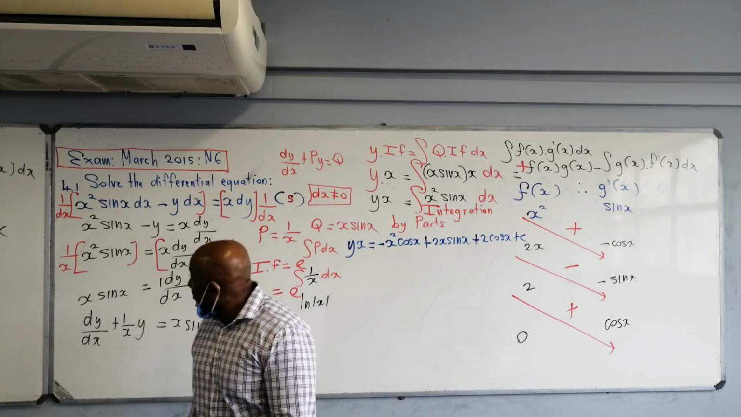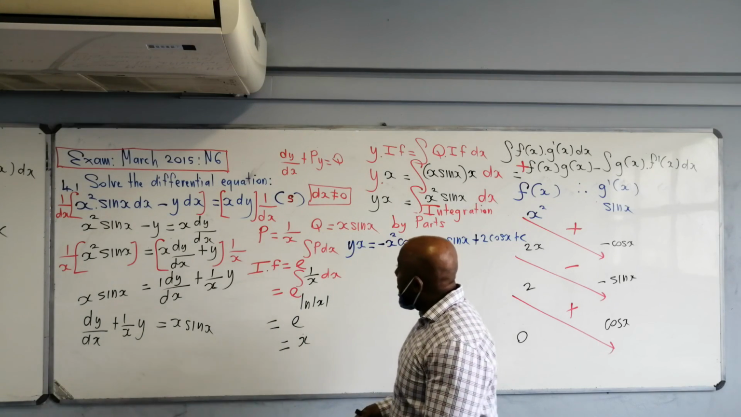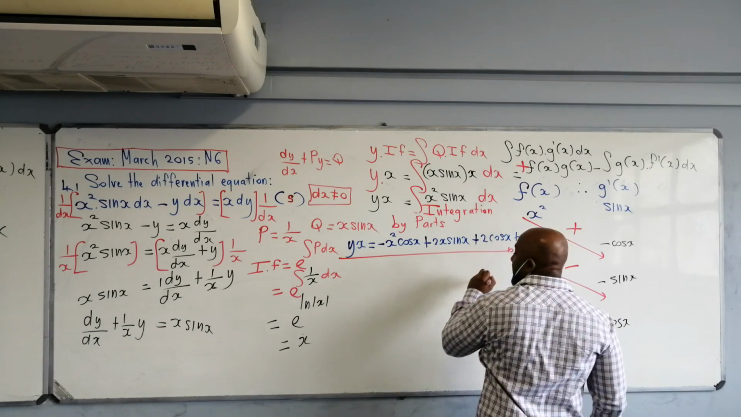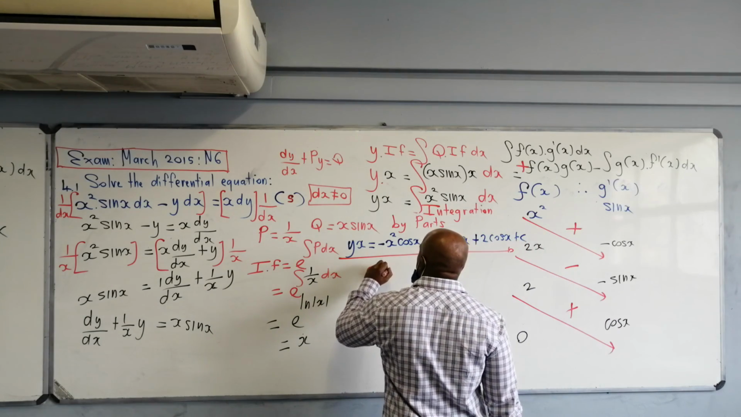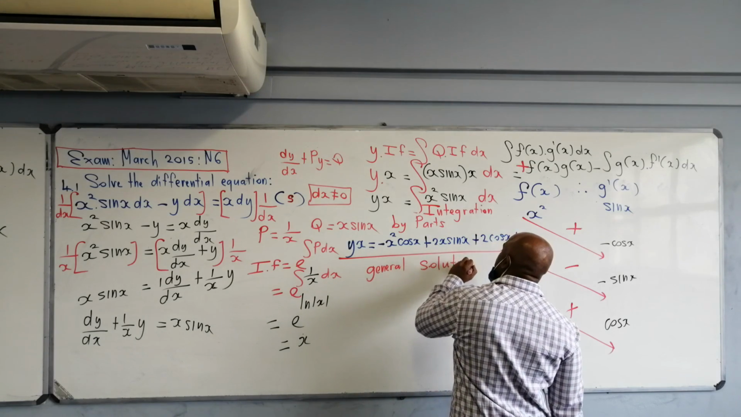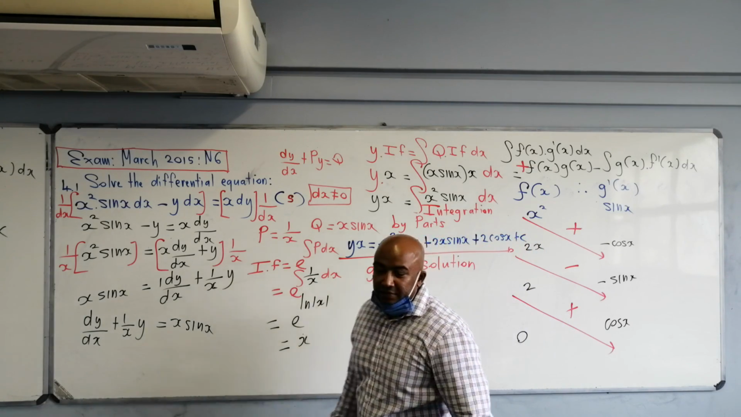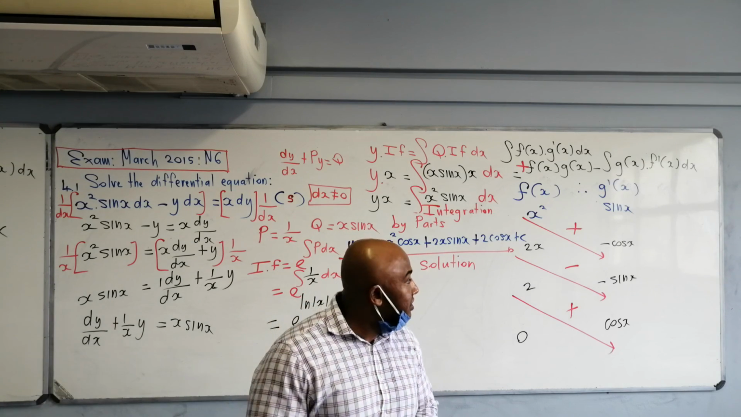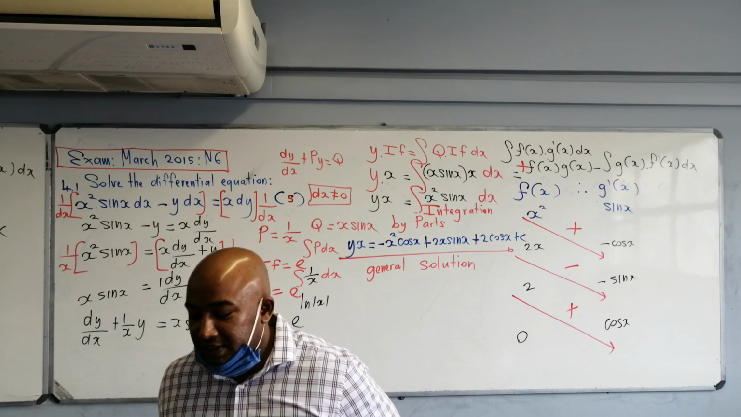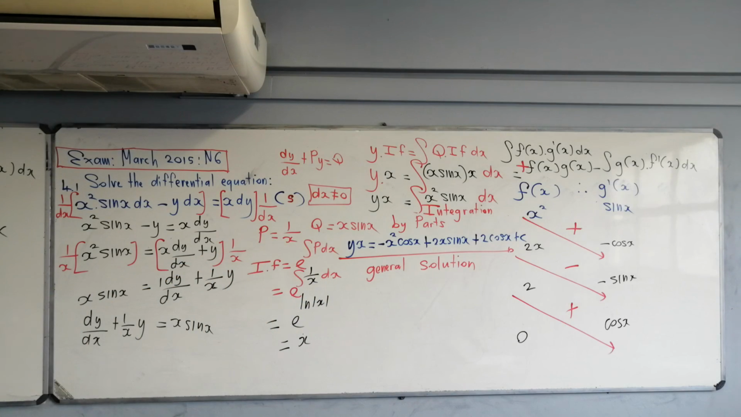That is the table method. We're not given any values to substitute, that is your 5 marks. General solution. Alright, that is a general solution for 5 marks. That is a table method.